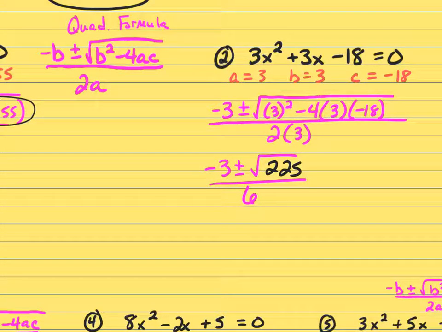Now from here, we need to see what the square root of 225 is. Is it a decimal that's never ending, irrational, or is it a number that we can use? And it's 15. So I have -3 plus or minus 15 divided by 6.